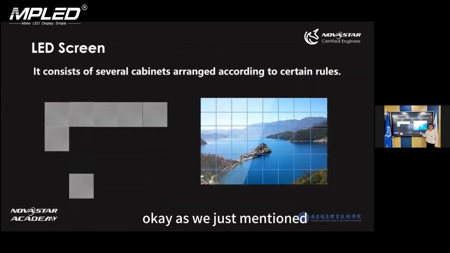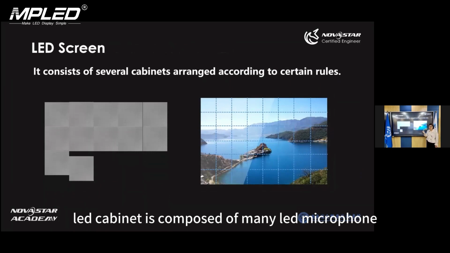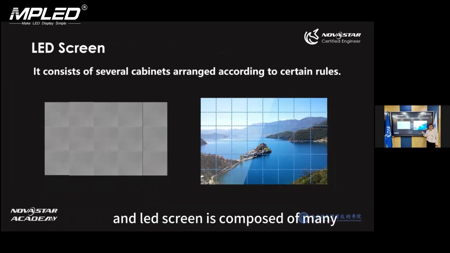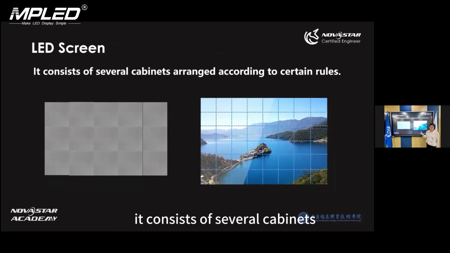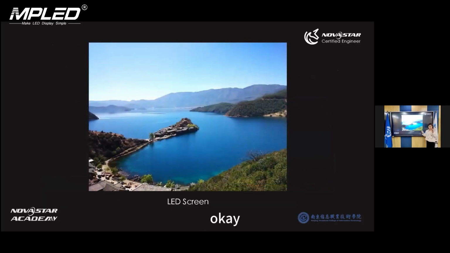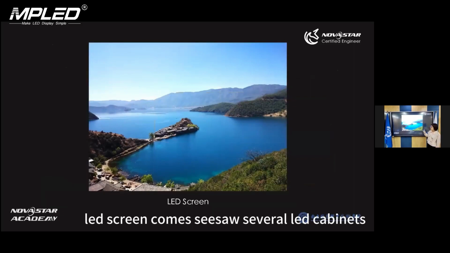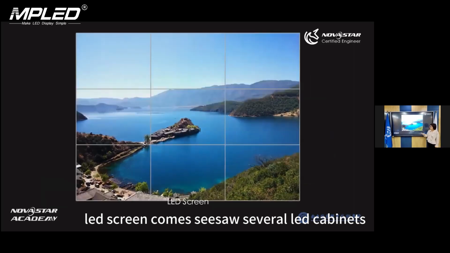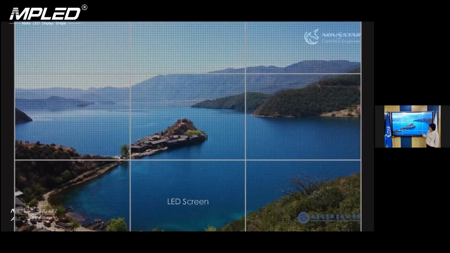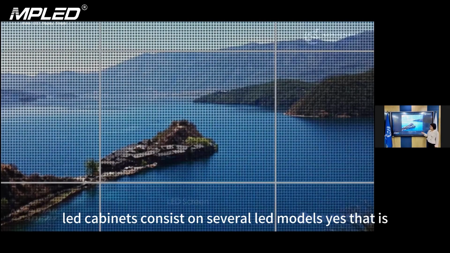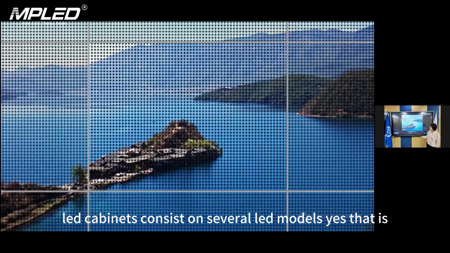Okay, as we just mentioned, an LED cabinet is composed of many LED modules. Then the LED screen is composed of many LED cabinets in the same principle. So, as the picture shows, the LED screen consists of several cabinets. Now let's have a look back at the module, cabinet, screen relationship from the control perspective. An LED screen consists of several LED cabinets. LED cabinets consist of several LED modules, just like this.